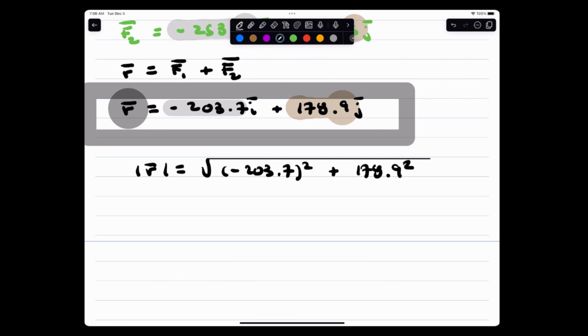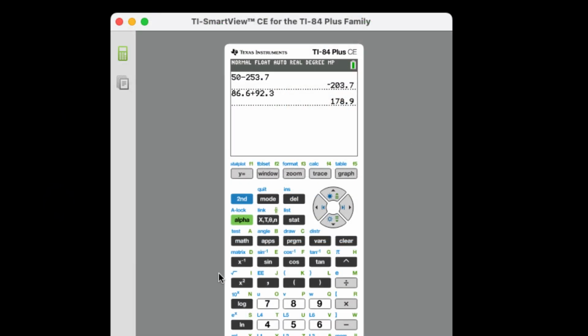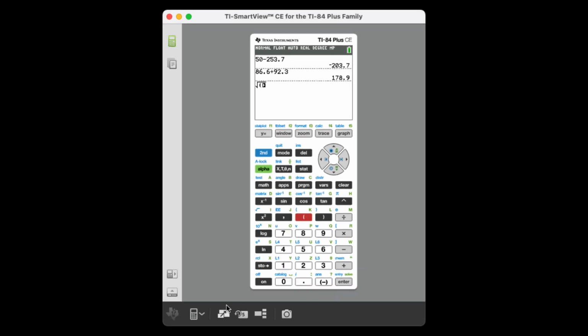All righty, here we go. Second square root, put this in parentheses now. So I'm going to scroll out so you guys can see. Some of your calculators, you got to use that negative key. So negative 203.7, close that, square it, plus 178.9 squared. And you get, what's the magnitude? 271.1.